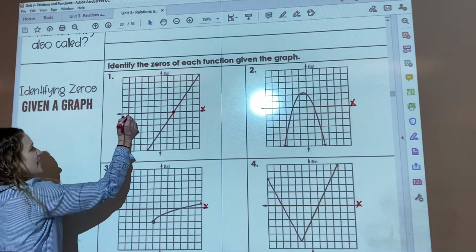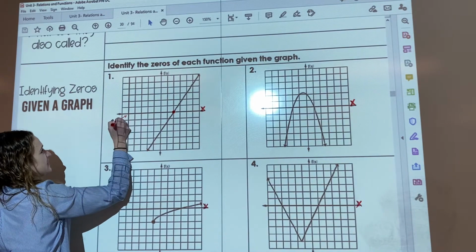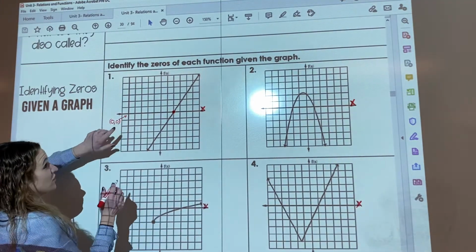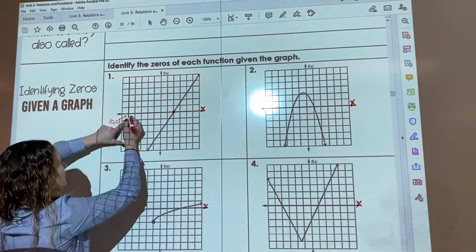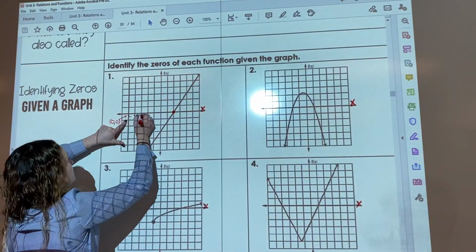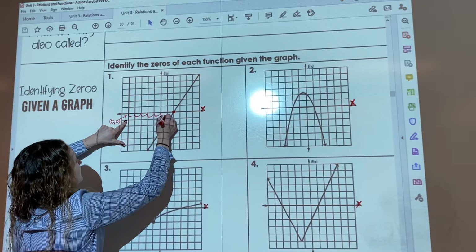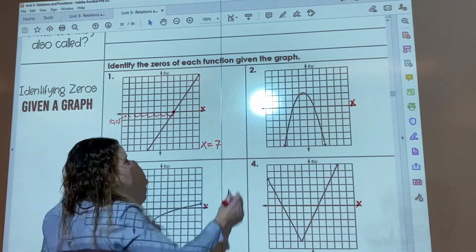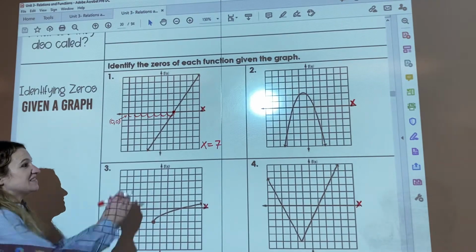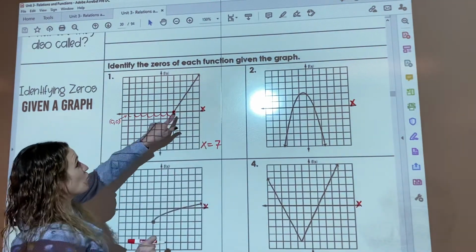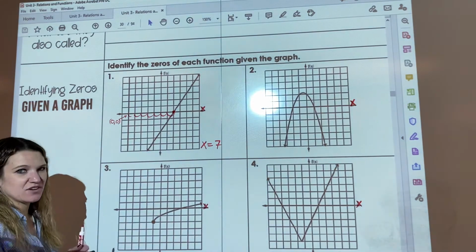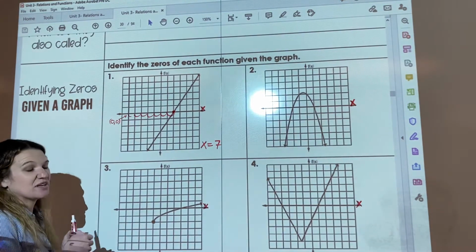So if right here was my origin, so that's 0, 0, I know when I go to the right of the origin, I'm going to be going positive in my numbers. So I'm going to go 1, 2, 3, 4, 5, 6, 7, okay? So you say x equals 7. This line only crosses the x-axis one time, so we'll only have 1, 0 of this function. Let's look at number 2.